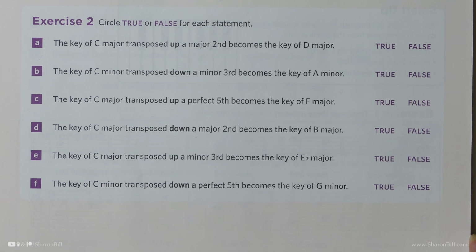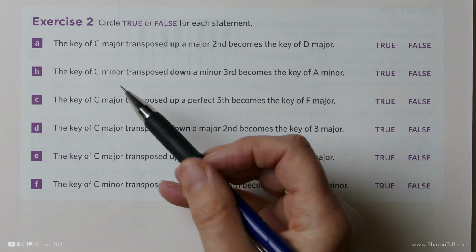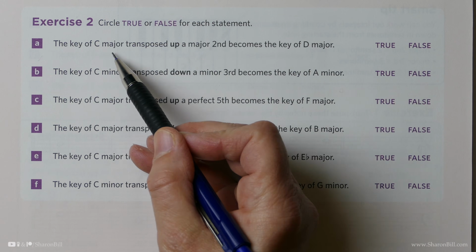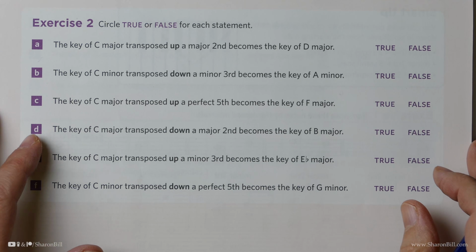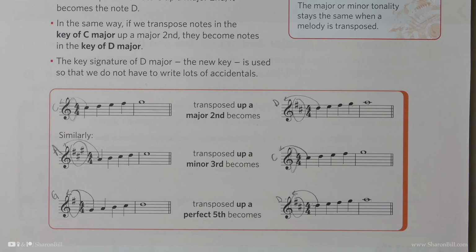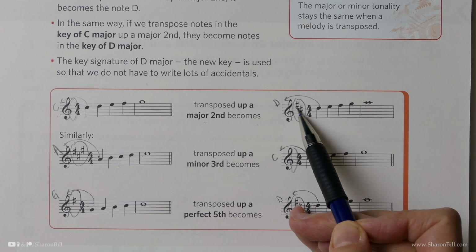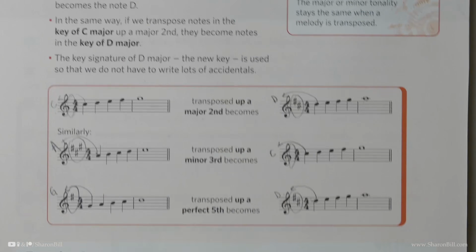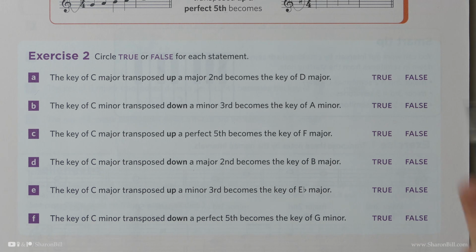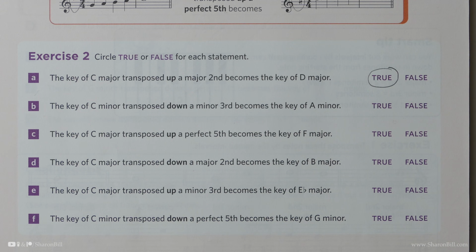Putting that into practice, we're going to look at these following statements to see if they are true or false. So is it true or is it false that the key of C major transposed up a major second becomes the key of D major? Well, we've just seen that in action, haven't we? C major transposed up a major second becomes D major. And so that's true. We've already done the thinking for that.